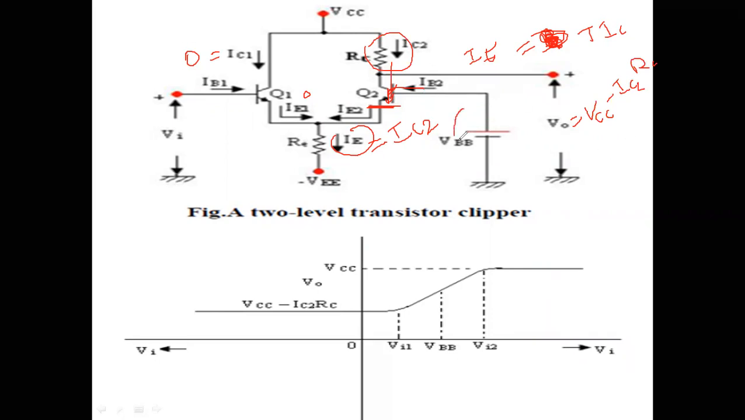Since we have applied the base voltage as a DC voltage, which is constant, due to this base voltage the IB current will be constant. As IB is constant, IC will be maintained constant. Therefore, as this current is maintained constant, this drop will be maintained constant, and as it is constant, the output voltage will be maintained constant, unless Q1 is in the cutoff zone. That voltage is nothing but VCC minus IC2 into RC. Okay, this is the output voltage.